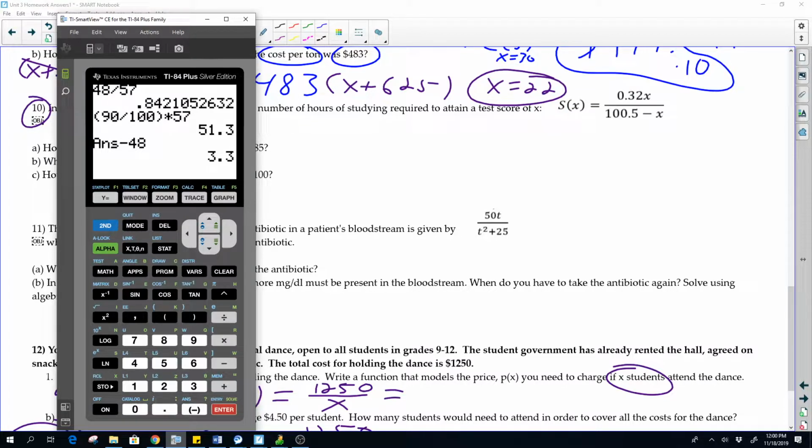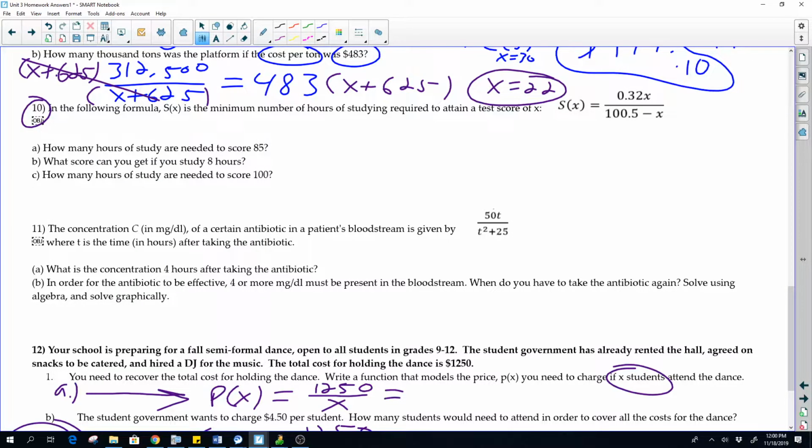So we're going to go 0.32. This is my first time trying this problem, so we're just kind of playing it by ear. So 0.32 times 8 divided by parenthesis 100.5. Wherever I see an x, I'm plugging in 8 hours. Just to see what that gives us, just playing around a little bit. Yeah, that's not helping us.